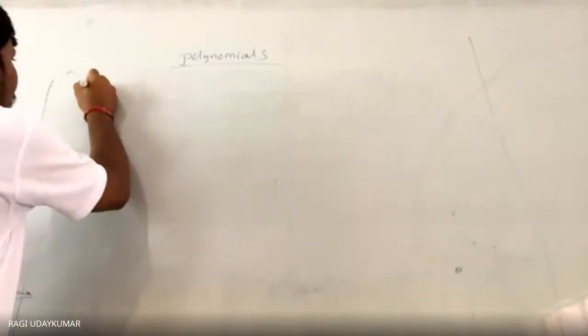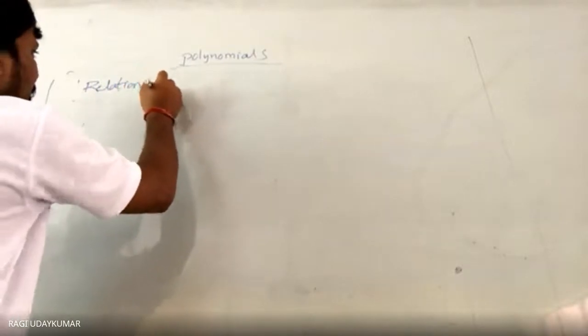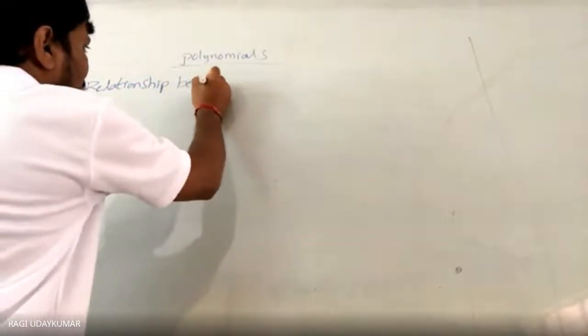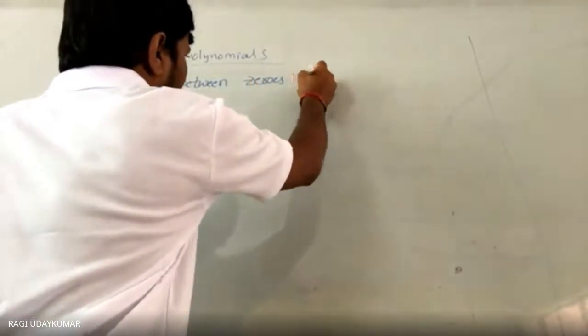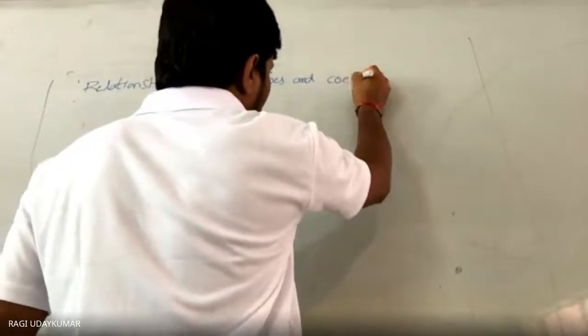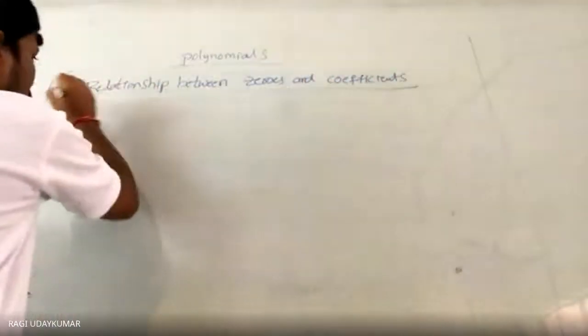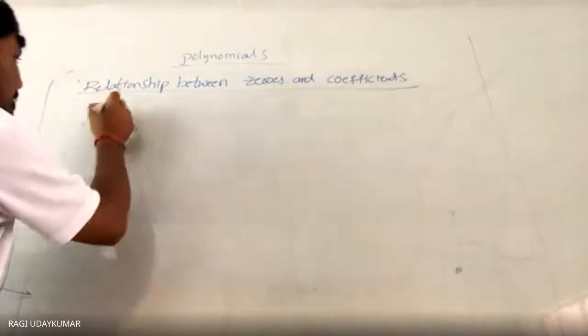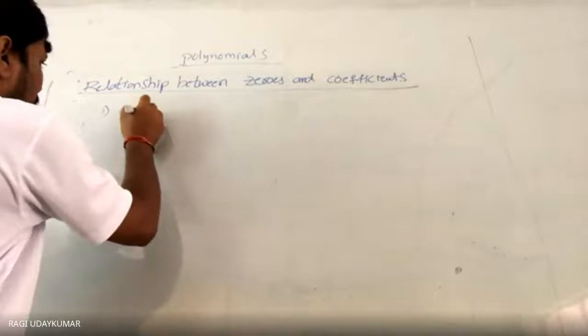Now, the next topic is the relationship between zeros and coefficients. First, let us see the relationship between the zeros and coefficients of the quadratic polynomial.